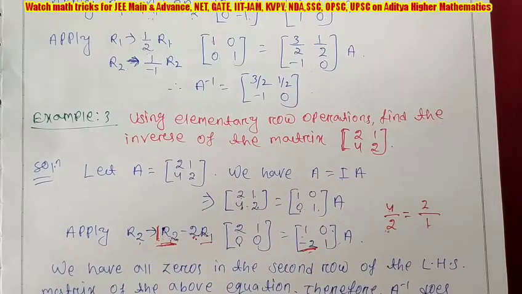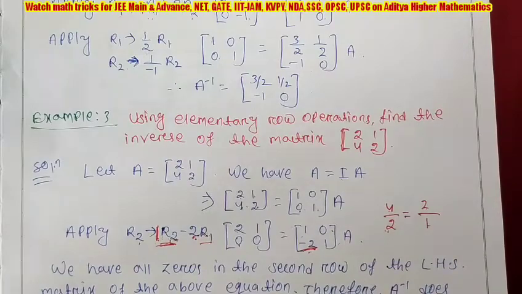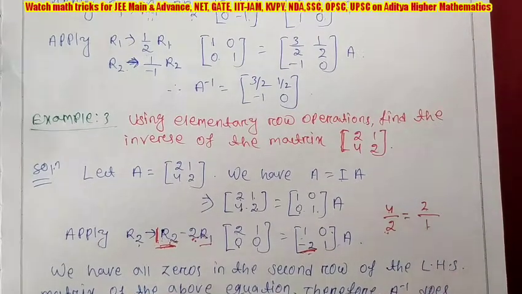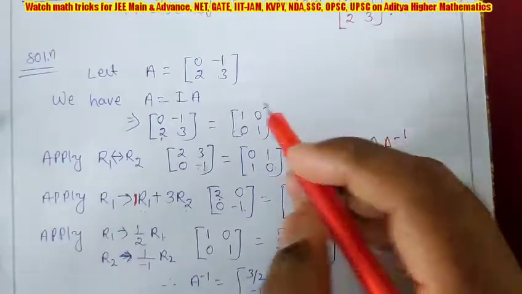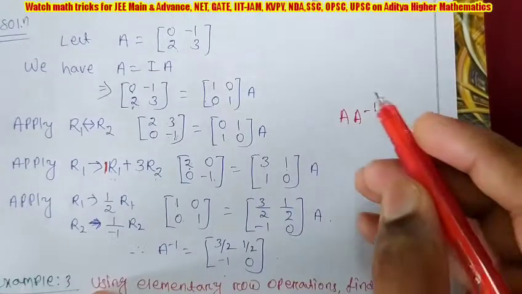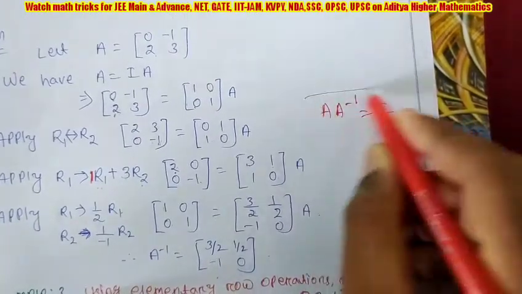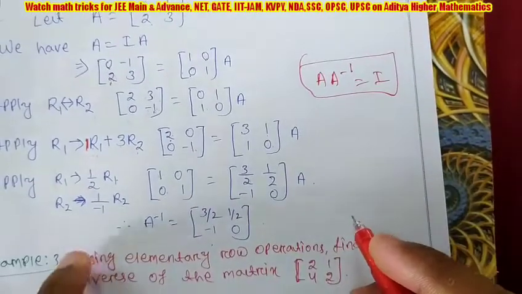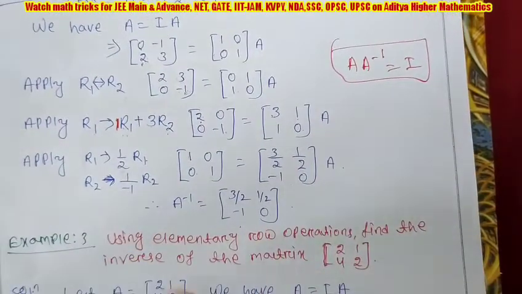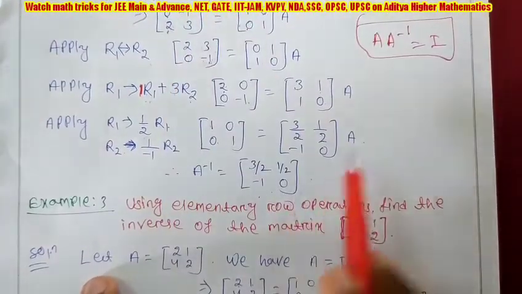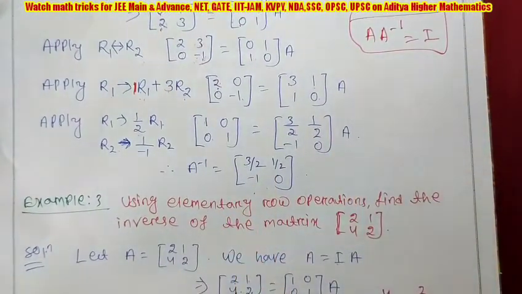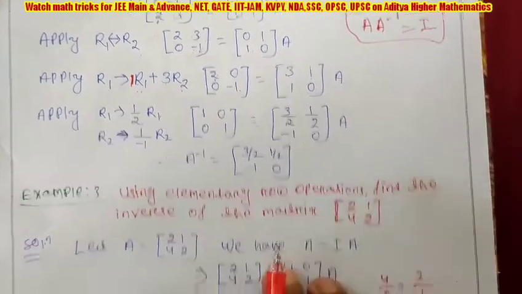But both are correct. And also note that when you get A inverse, how do you check whether your answer is correct or wrong? You just multiply the A matrix given in the question and the A inverse matrix you got as the answer. If the multiplication gives the identity matrix, then the answer is correct. Understood how to verify your answer? Multiply both. If you get the identity matrix, then your answer is correct. Otherwise, you have done something wrong. So this is the way to check your answer.